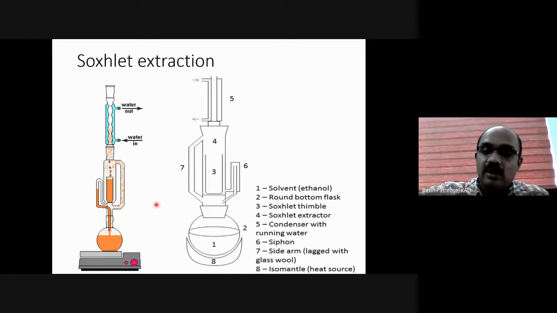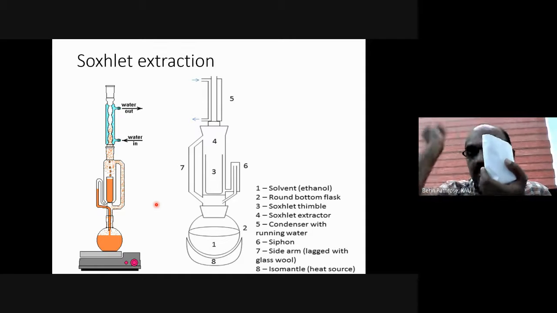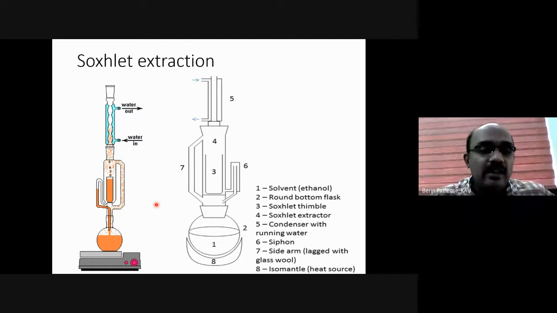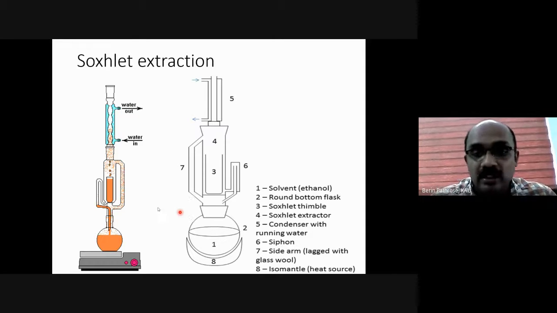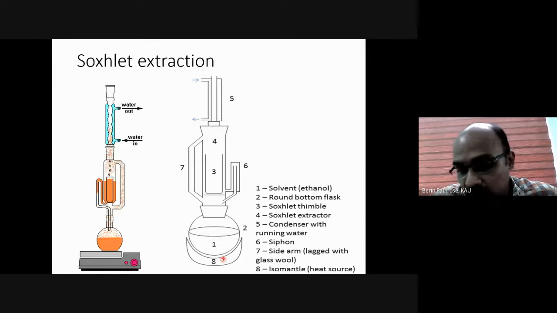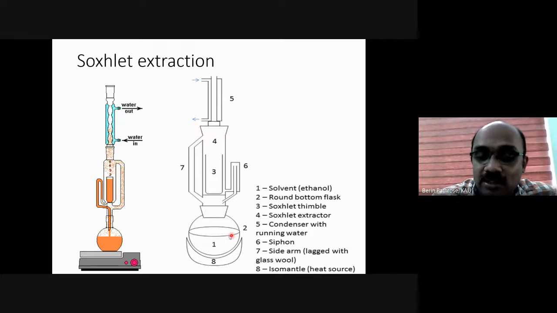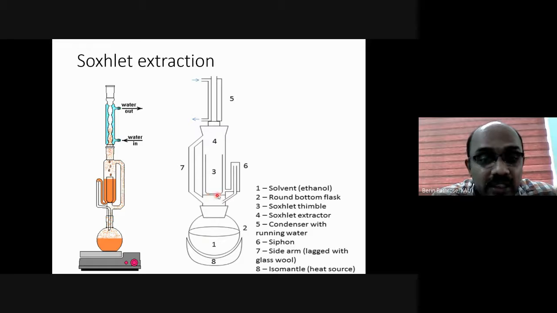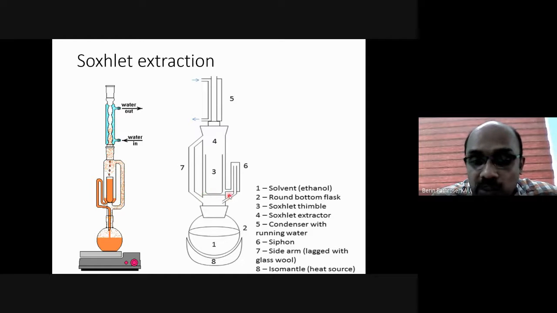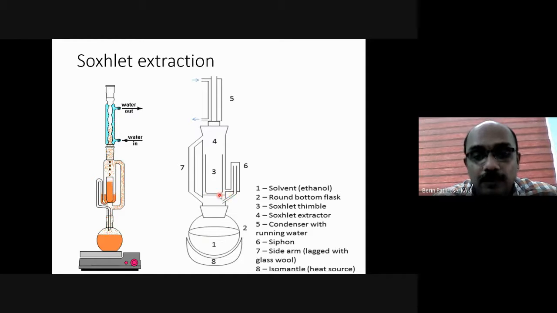Keep it, and we will fill it with the sample, and we will keep it inside this Soxhlet here. Then we will start the heating mantle. Once you put on the heating mantle, the solvent starts evaporating. Remember, the Soxhlet apparatus is closed over here. You can see there is no opening over here.